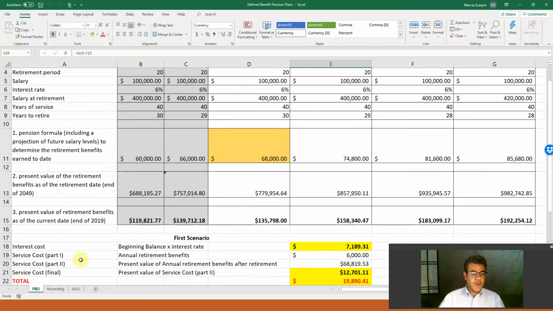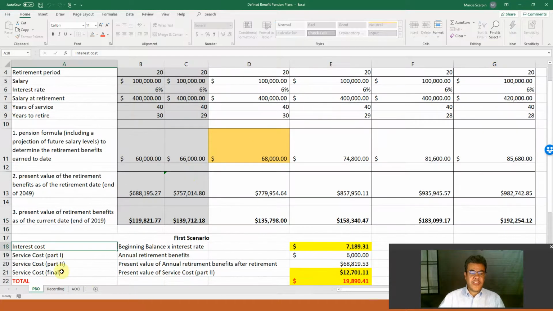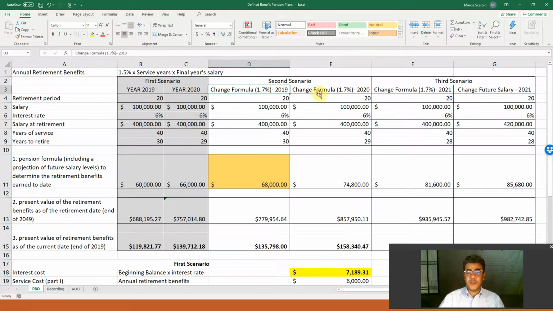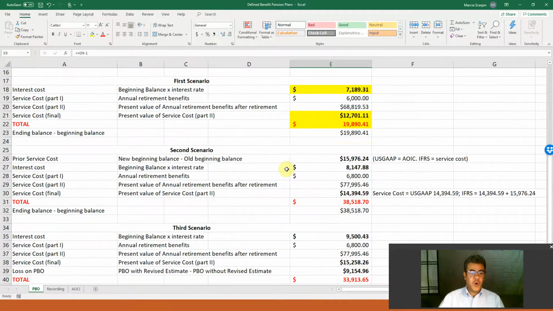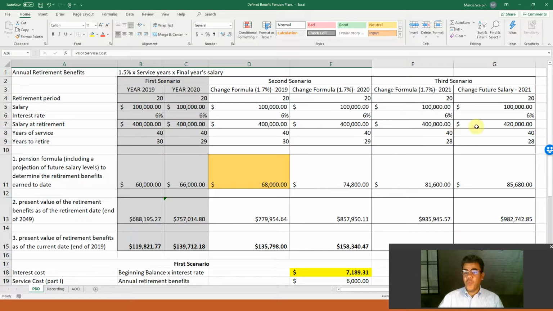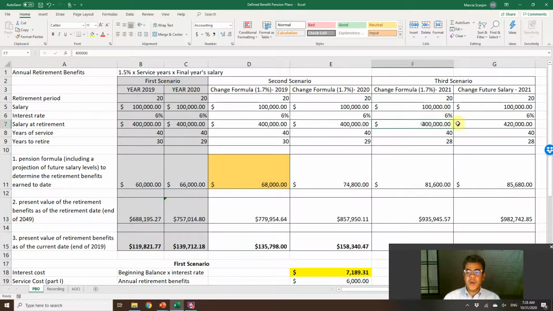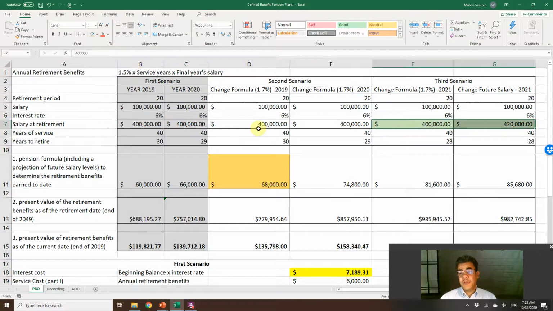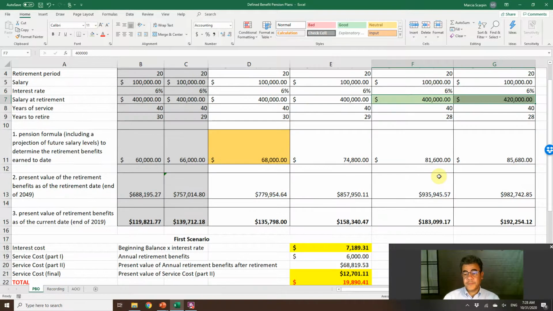How does it work? Let's go to our Excel file. First scenario, interest cost and service cost only. Second scenario, we change our formula, so we have prior service costs. And third scenario, we are changing our retirement salary.